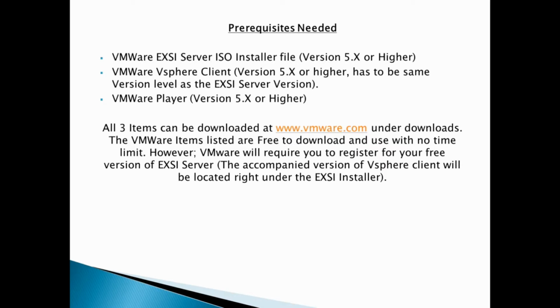Alright, so the prereqs needed for this. Well, you need the installer file, which in this case, since we're demonstrating 5, anything 5x or above will do. We will need the vSphere client, which is the download right under the ESXi server installer. And then, of course, we need to download the player. It can be version 5 or up. It could probably even be 4. It will work either way. Also, make sure that the player you download is for a 64-bit operating system.